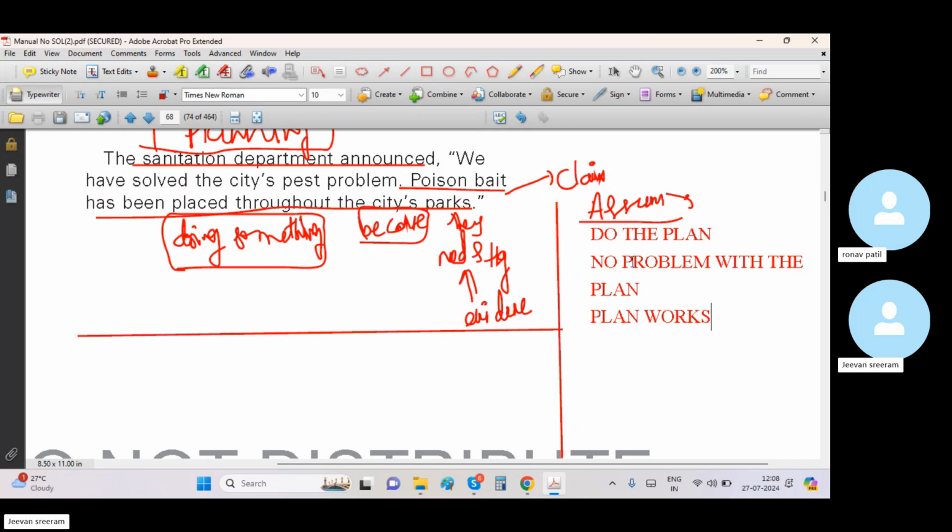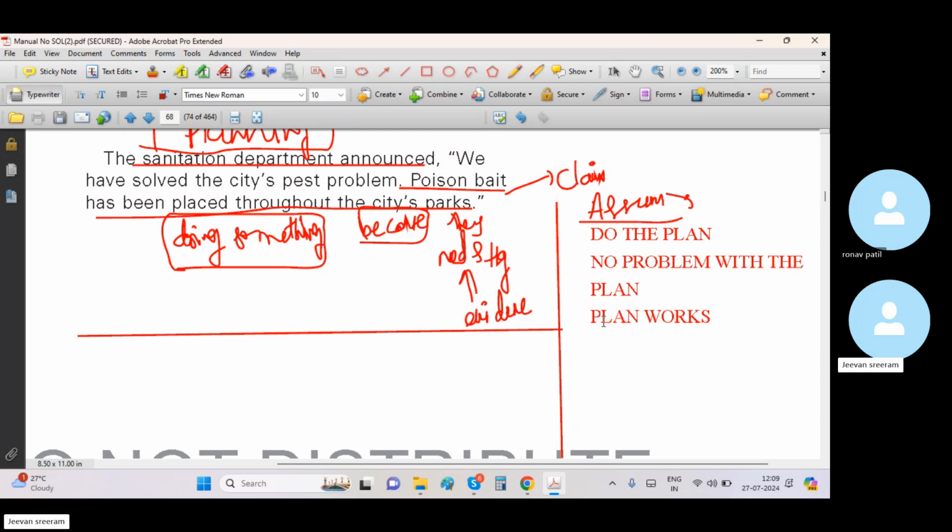What's the plan? How about the corresponding assumption? Do the plan: place the poison bait to get your pest problem resolved. That's the assumption. No problem with the plan. The plan of placing the poison bait has no loopholes and definitely gets your pest problem resolved. Plan works. So placing the poison bait always works in getting rid of a pest problem. They are the corresponding assumptions.